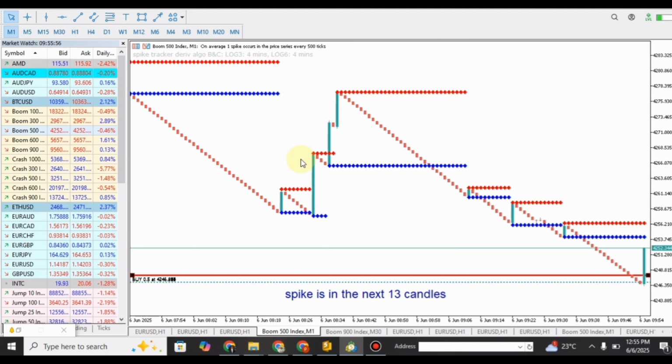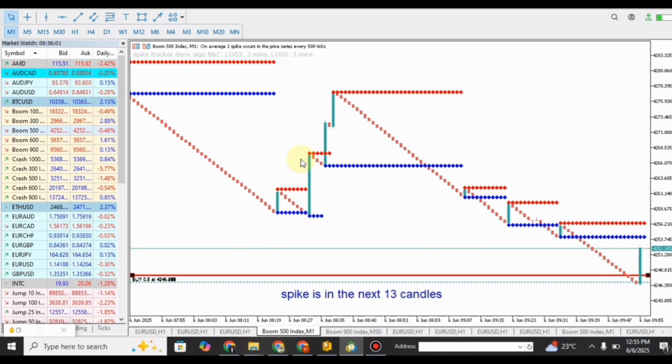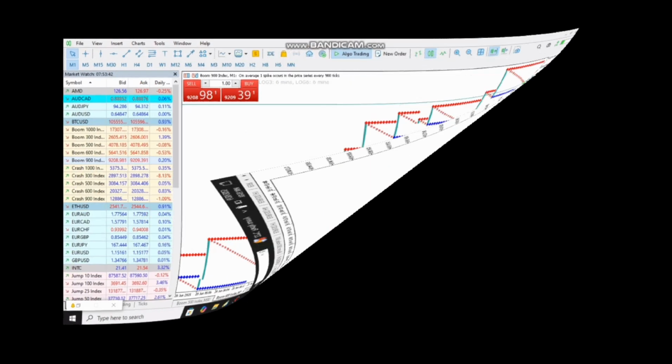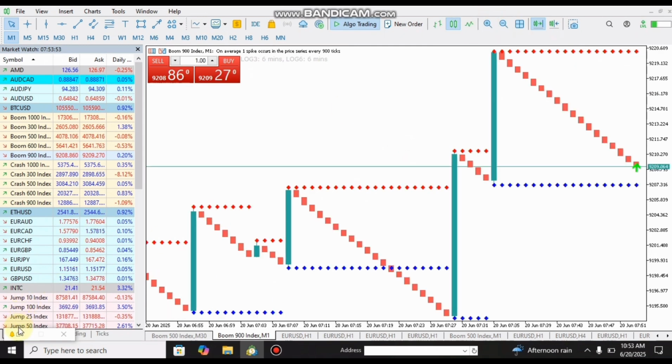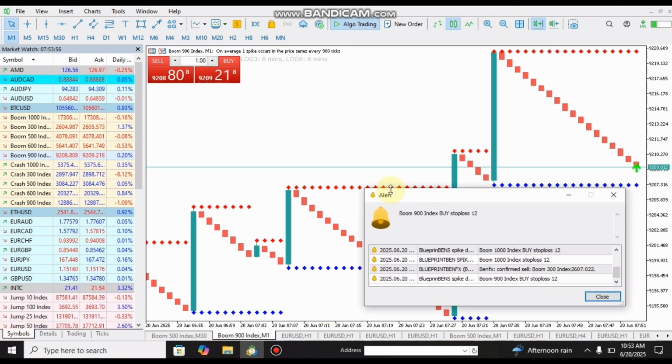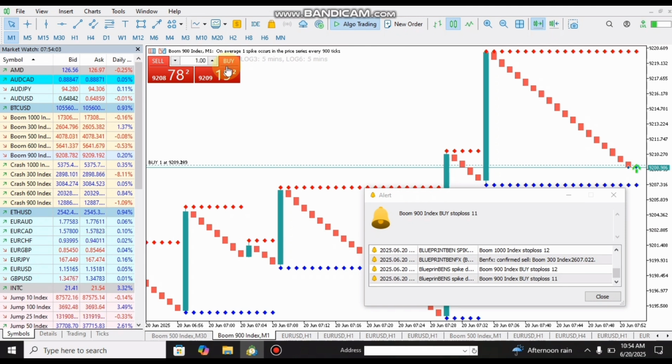But once it hits 13 candles without a spike, you are supposed to close that position and wait for the next setup. I hope you are getting me. The spike will happen within those 13 candles, and the stop loss is when you are supposed to close if the spike does not happen. Finally, let's check Boom 900, and I think those are good trades enough for you to actually understand how the system works, so that we can check the bonus tip and finish our video.